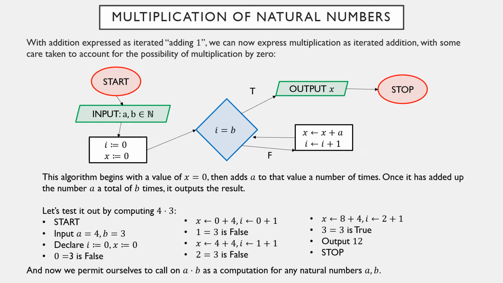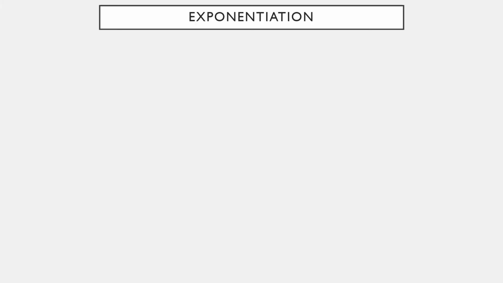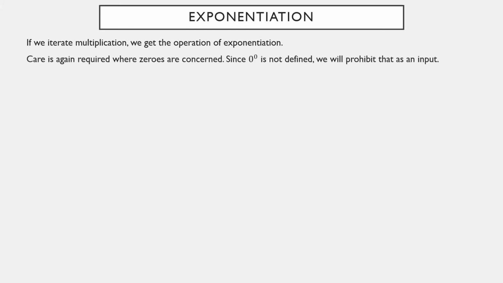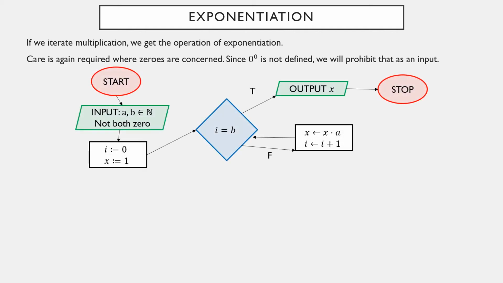So hopefully we're beginning to see that from very humble beginnings, by being able to call upon existing algorithms as steps within other ones, we're building up much more complicated operations. For example, exponentiation. We can iterate multiplication to get exponentiation. We have to be a little careful because 0 to the 0 is not defined, so we're not going to allow the base and the exponent to both be 0. So we just put that as a condition on our input. Input two natural numbers, not both 0.